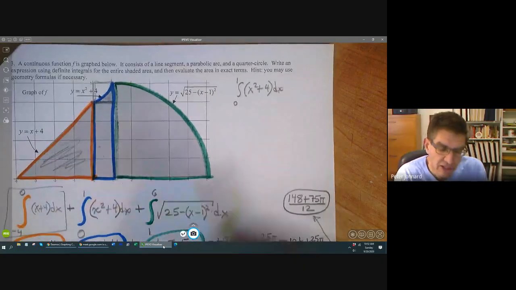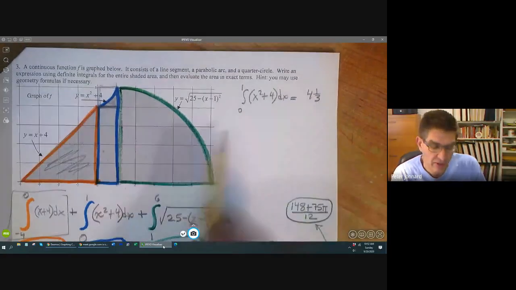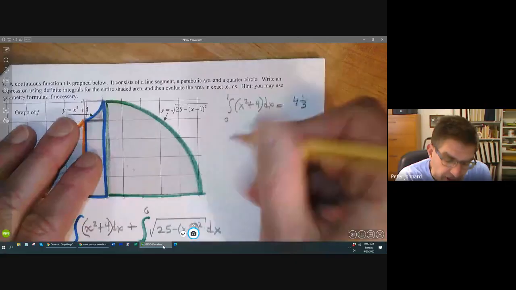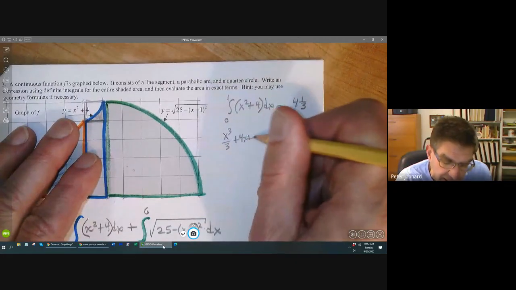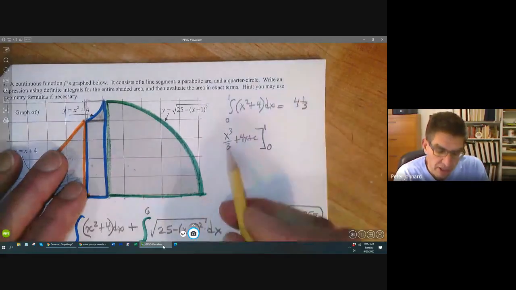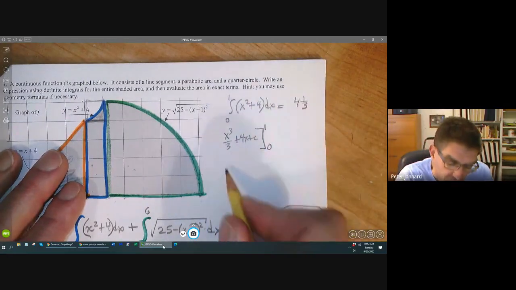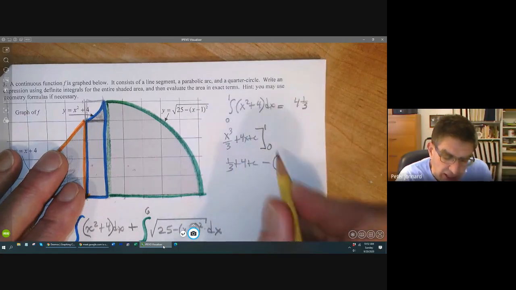Okay, I do want to convince you that this does in fact equal 4 1/3. I want to show that what I told you earlier is consistent with what we know. An antiderivative of this function would be x cubed over 3 plus 4x plus c. And I'm going to evaluate that from 0 to 1. So I plug in a 1. I would have 1 cubed over 3, which is 1/3, plus 4 plus c, minus, plug in a 0.